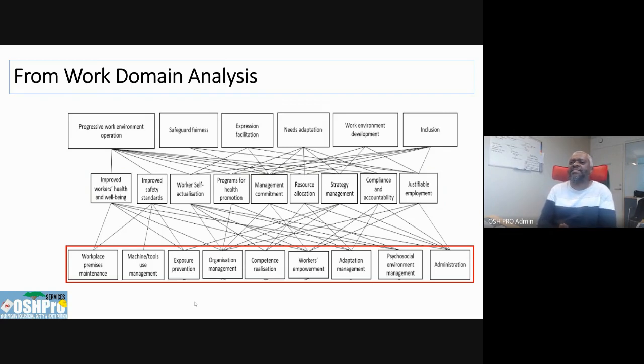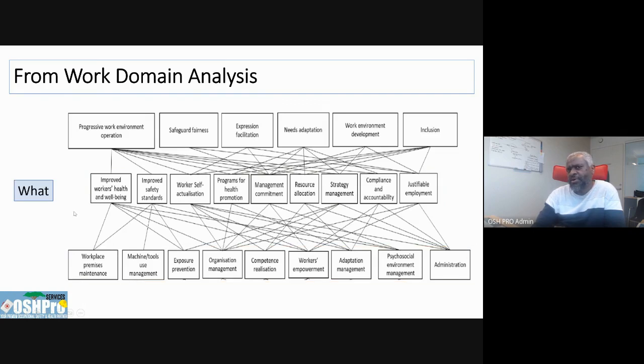Now, what are the lines? What do these lines mean? These lines are called means-ends lines, or means-ends pathways. So if you start, for example, from a progressive work environment and you say, okay, we want to have a progressive work environment, then you ask, what do you think will be attained from progressive work environments? And you see that there's a connection between progressive work environment and improved workers' health, improved safety, improved worker self-actualization, and so on. So every line is connected to what; if you start from any purpose at the top, you'll see it connects to the values.